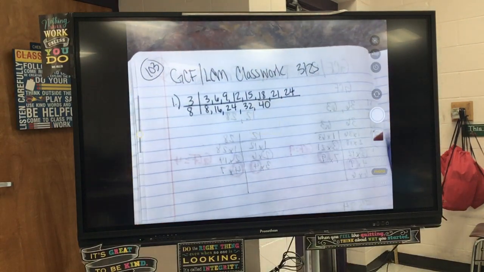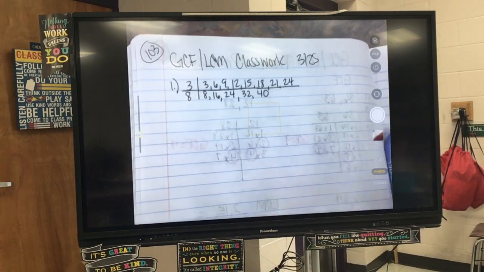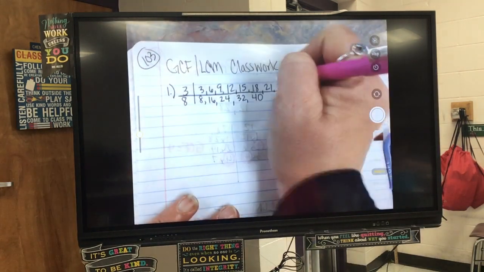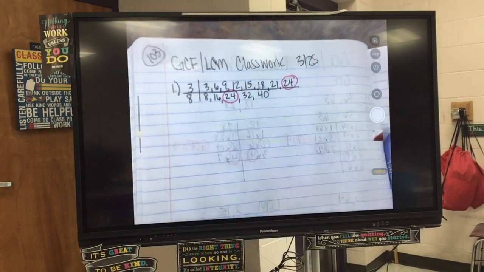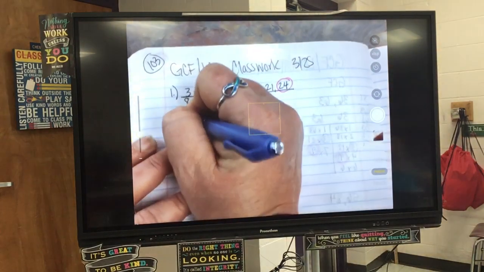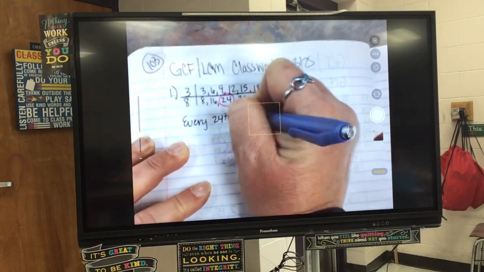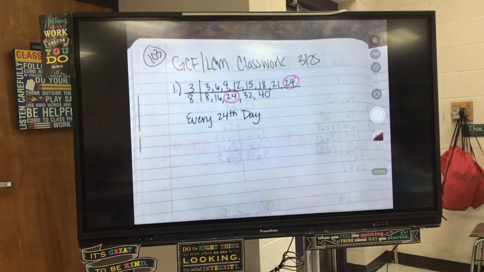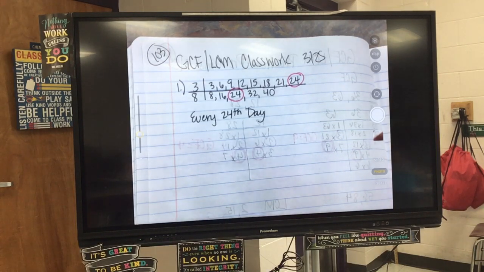Why can I stop? Indira? Because there's 24 right here. All right, so my answer for this would be every 24th day, they would be going to town at the same time. So now this is where it gets hard because you're putting it into context. All right, not just, here's two numbers, find the LCM. Here's two numbers, find the GCF.